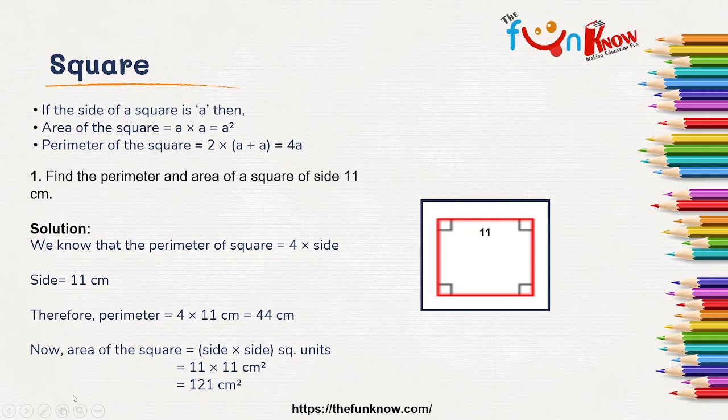As you can see, students, one side is 11, another also 11, because it is a square, all sides are equal. We have already seen that. So 11 into 11 will give the answer as 121 centimeters square. So the area of the square will be 121 centimeters square.